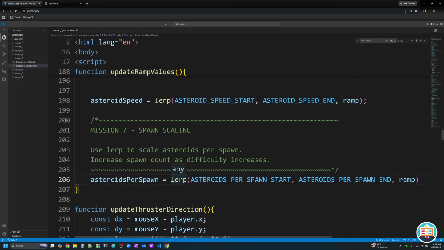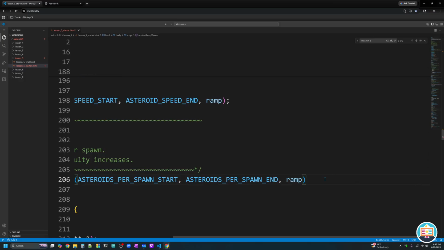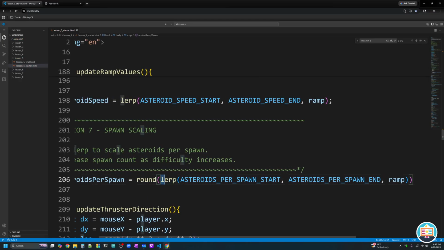And all we got to do for that is we just call, in front of LERP, round. I'll open a parentheses, and the thing that I want to round is the entire result of my LERPing, my linear interpolation. So all of that needs to go inside of your round function.